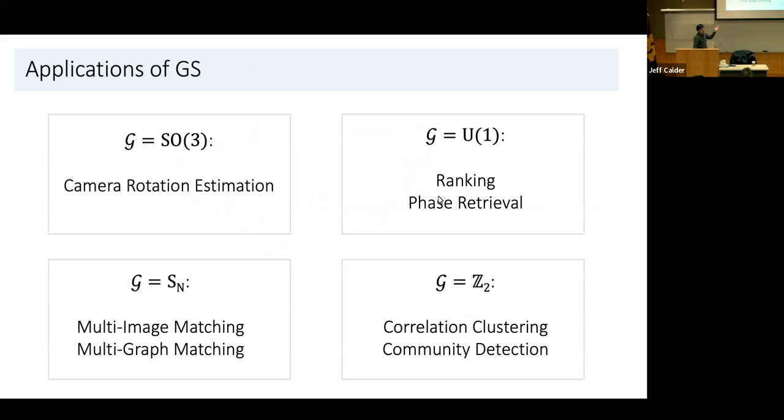So for example, if G is SO(3), it's the camera orientation estimation that I just introduced. If it's U(1), it has applications in ranking and phase retrieval. If it's a permutation group, it corresponds to multi-image matching, because for each pair of images, the k-point match can be encoded as a permutation matrix. And if it's Z2, then it has applications in so-called correlation clustering and community detection, like stochastic block models and so on.